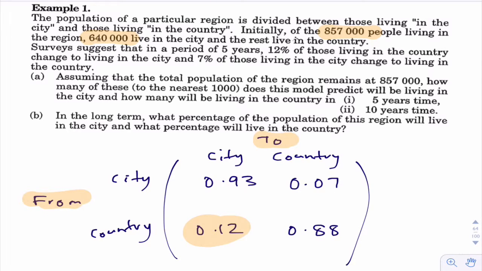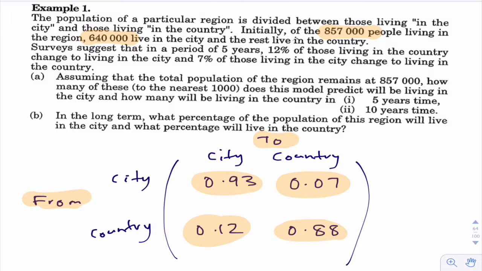You can have either one. And the last one we had in the other way around. It doesn't matter which way you have it. So 12% of the people move from the country to the city, which means 88% stay put. And the question also says 7% of those people who start in the city move to the country, which means 93% of people who start in the city stay in the city.